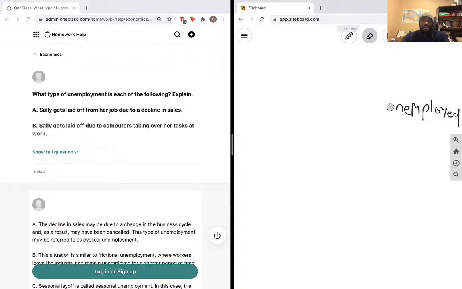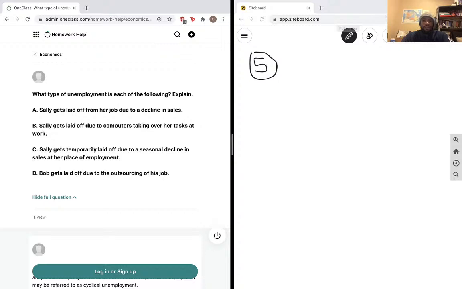Let's look at this again. This is question number 5. What type of unemployment is each of the following, and explain? So basically what we'll do first is just give a brief definition of all the types of unemployment.